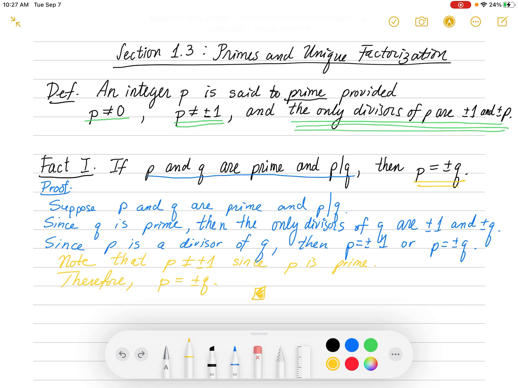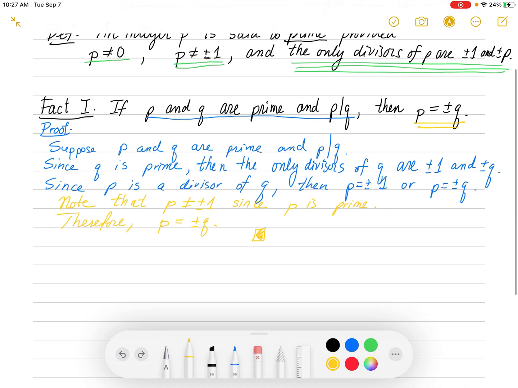Okay, it's not supposed to go like that. Okay, I don't want to draw with my finger. I want to shift. There we go.